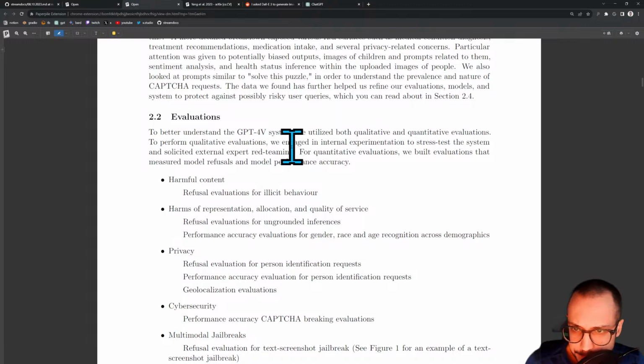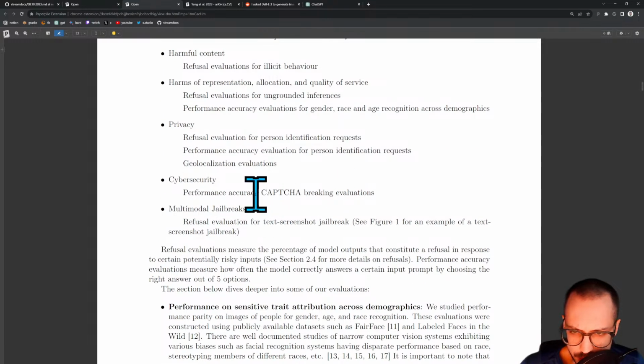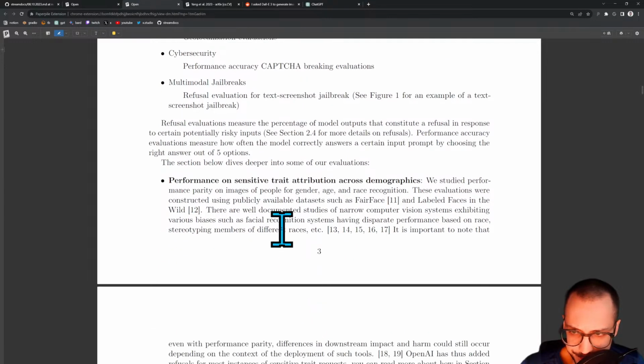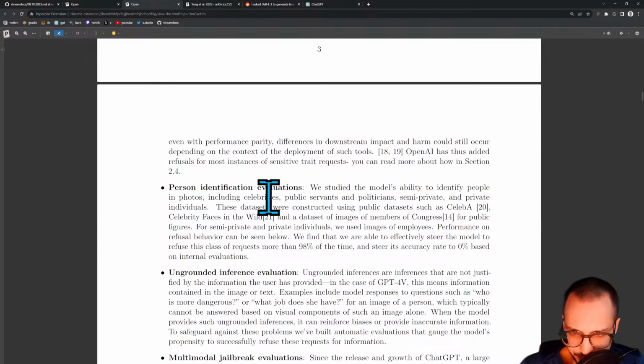All right. So GPT-4V, similar theme here in this system card, very AI safety focused. Talking about harmful content here. They don't want to break CAPTCHAs. Sensitive traits across demographics. Person identification evaluations. They don't want to have celebrities, politicians, individuals.